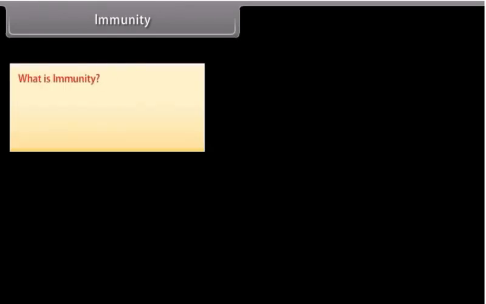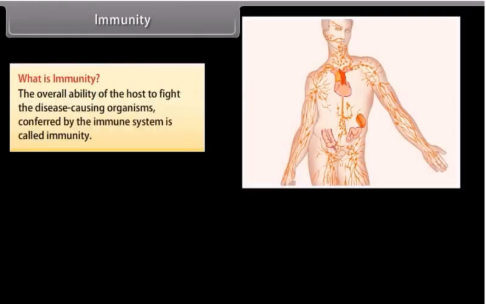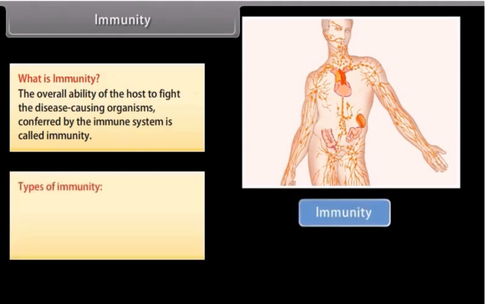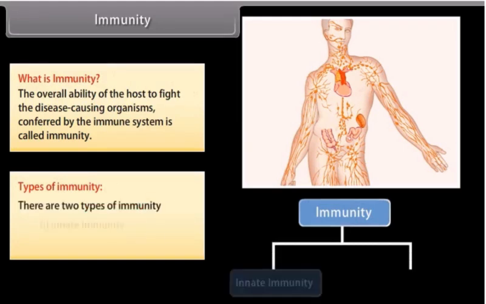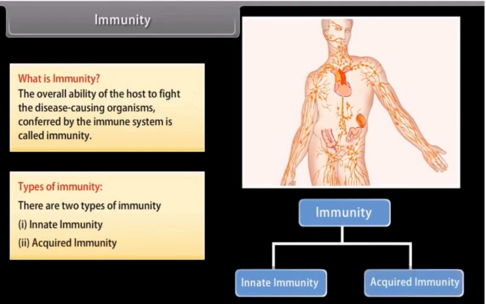Immunity. What is immunity? The overall ability of the host to fight the disease-causing organisms, conferred by the immune system, is called immunity. Types of immunity. There are two types of immunity: innate immunity and acquired immunity.